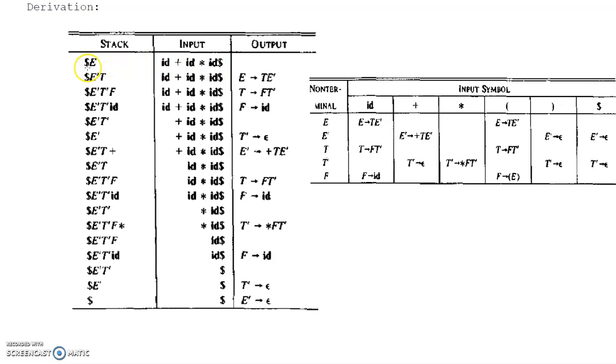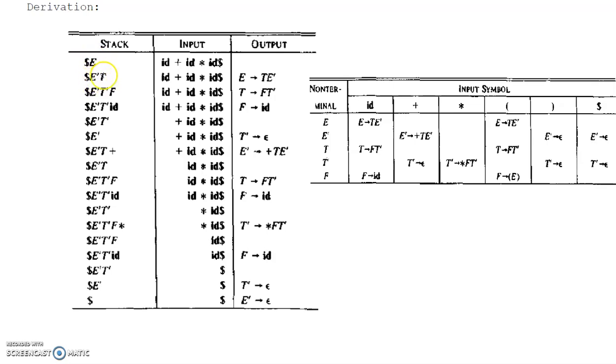Now check the entry for the top of the stack. We have to check M of the non-terminal symbol, that is E, and then the id column. So M of E comma id tells us E tends to TE dash. Now we have to reverse the right hand side of that production, so we make the reverse of that production and push it into the stack instead of E. That means E dash and T have to be pushed into the stack instead of E.